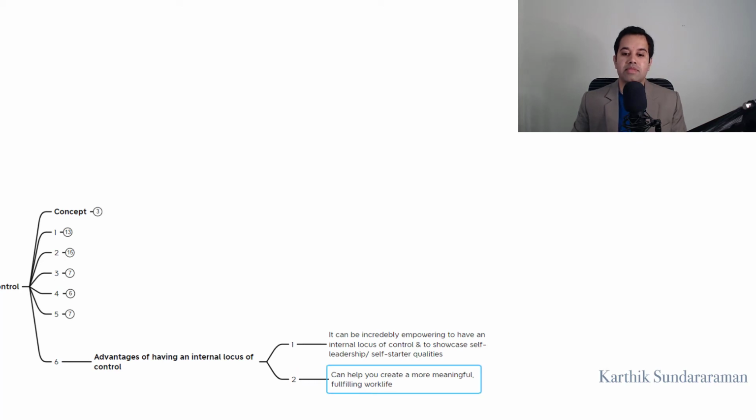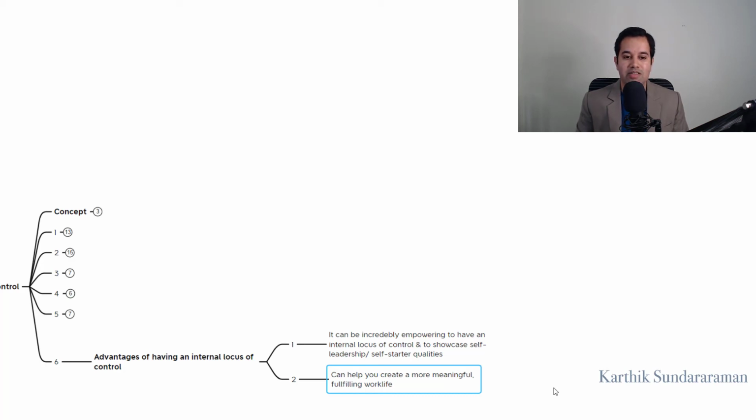It can help you create a more meaningful or fulfilling work life. As I mentioned in the previous point, it's about acceptance. When you accept that, okay, it's because I took so much action that this happened, or I did not take action and this happened, the natural outcome is you will have fulfillment. And I think being happy is something which everyone deserves. By adopting the intrinsic versus the extrinsic locus of control, being happy can be really easy to achieve.